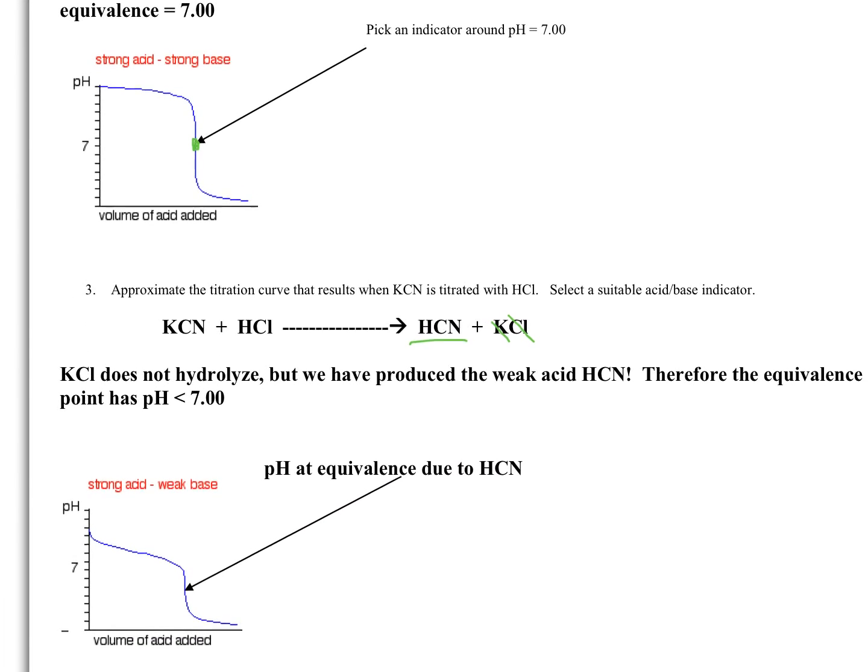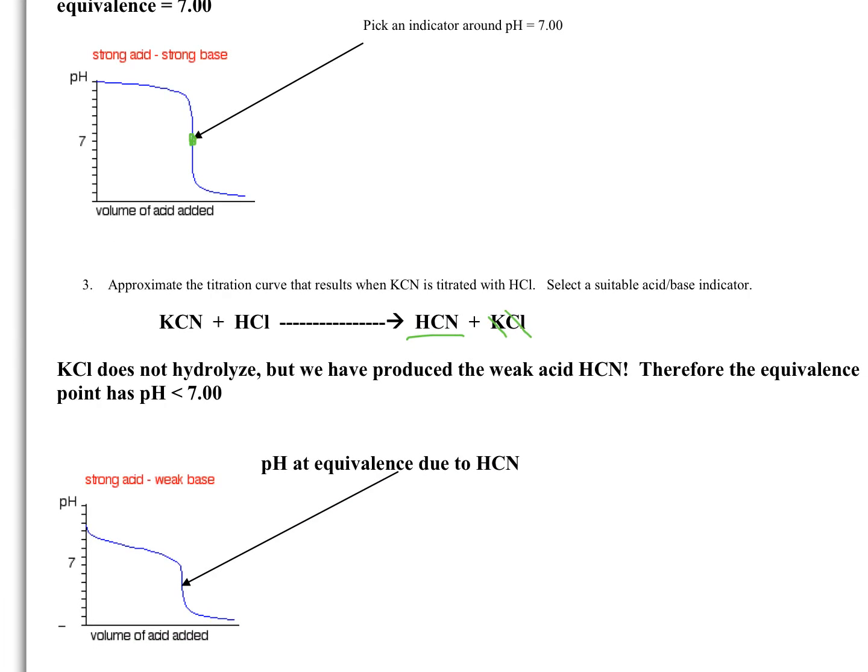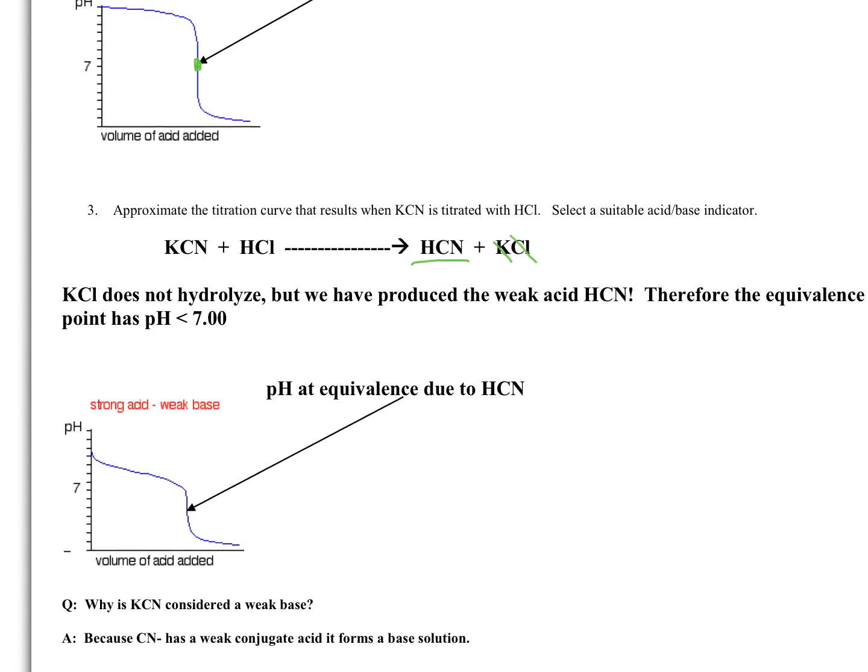So I draw out my titration curve. The problem says that I started with KCN in the beaker and that HCl is titrated into it. So I need to figure out where my starting pH would be. Now you can see from mine that I knew it was a weak base. Notice it's between 7 and 14. Now why did I know it was a weak base?